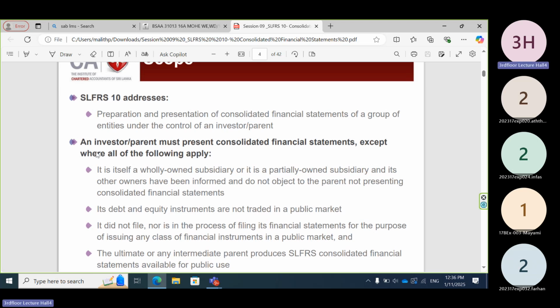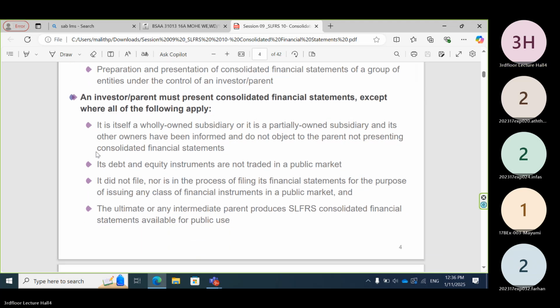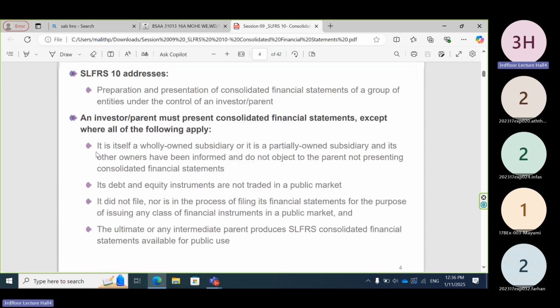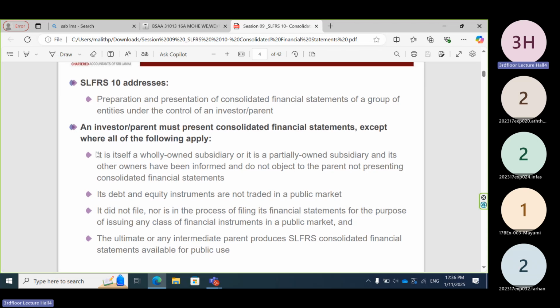So we have 4 scenarios where we don't need to prepare consolidated financial statements.